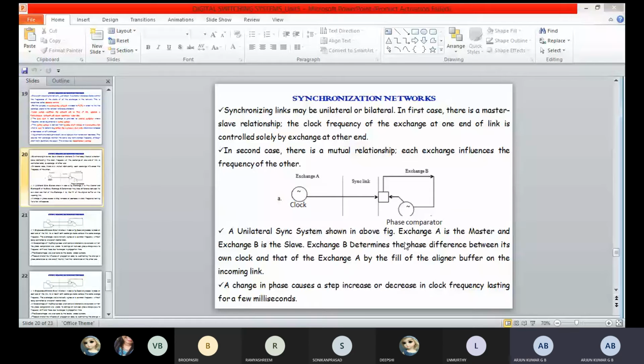Okay, the change in phase. How to change the phase? Step increases or decreases in the clock frequency, lasting for a few milliseconds. In about 5 milliseconds, you can step increase or step decrease the clock frequency. Through this, you can synchronize the lines between the exchanges.